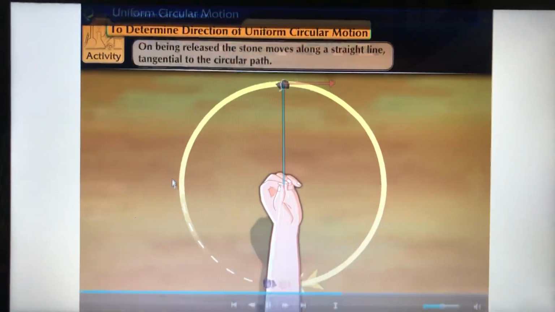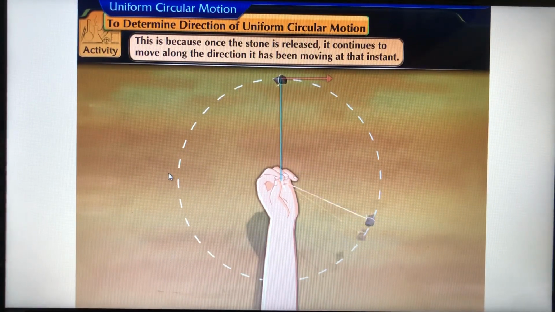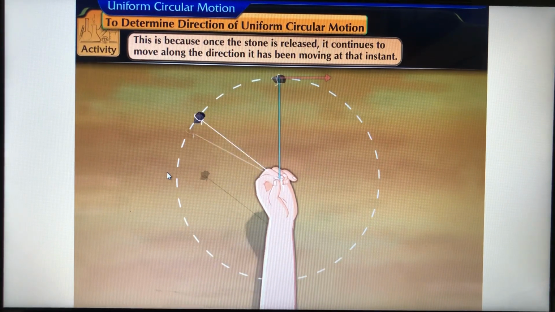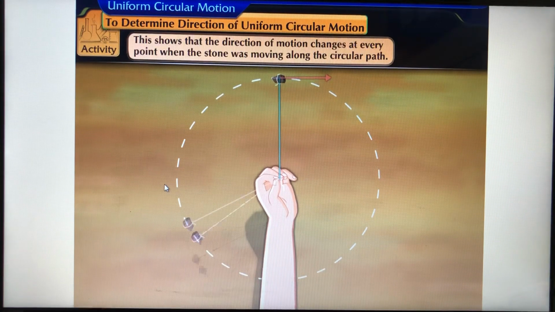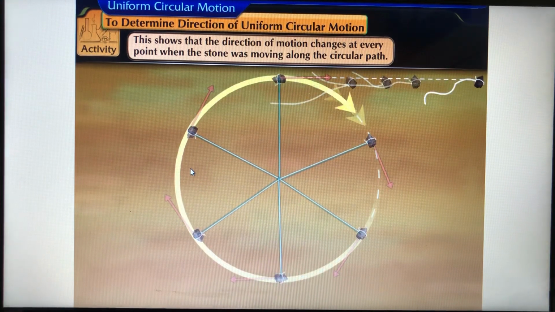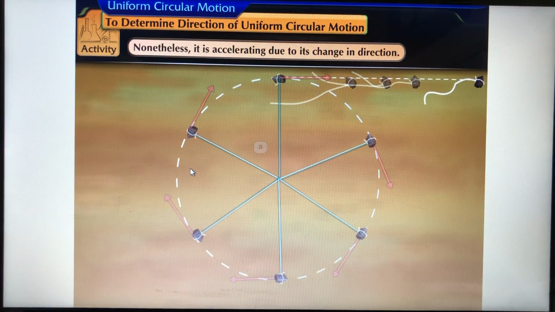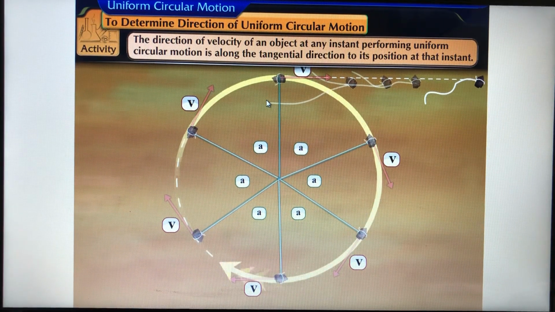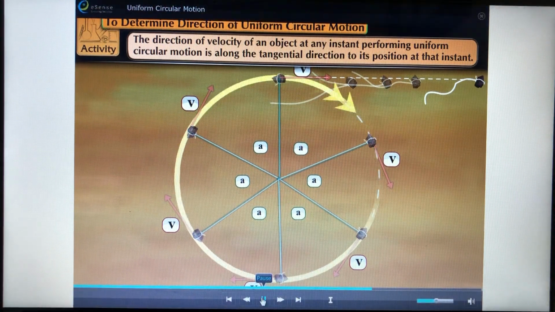To the circular path. This is because once the stone is released, it continues to move along the direction it has been moving at that instant. This shows that the direction of motion changes at every point when the stone is moving along the circular path. Nonetheless, it is accelerating due to its change in direction. Thus, the direction of velocity of an object performing uniform circular motion at any instant is along the tangential direction to its position at that instant.